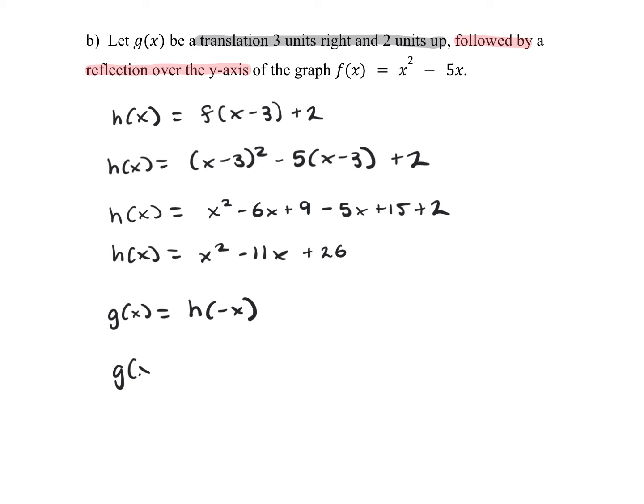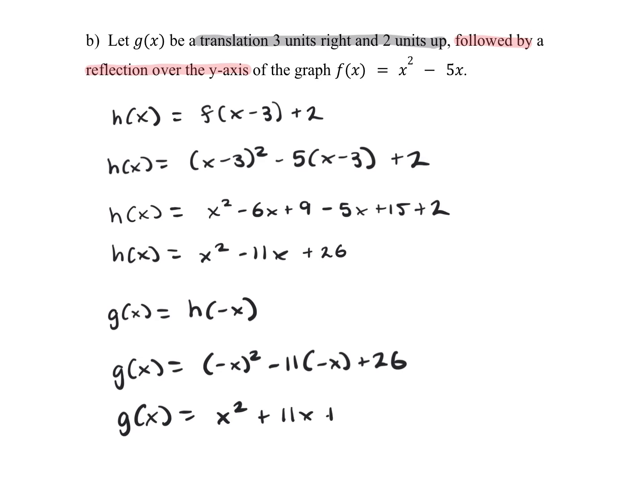So g of x equals negative x squared minus 11 times negative x plus 26, and then I am going to simplify. We know that negative x squared just becomes positive x squared, and then here we would have plus 11x, and then that constant will still stay positive.